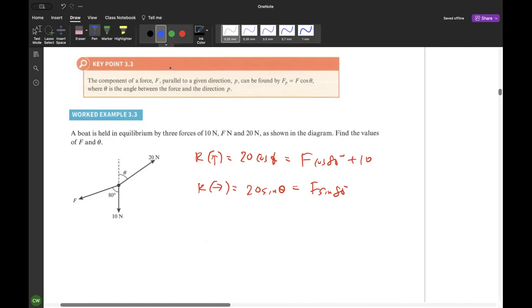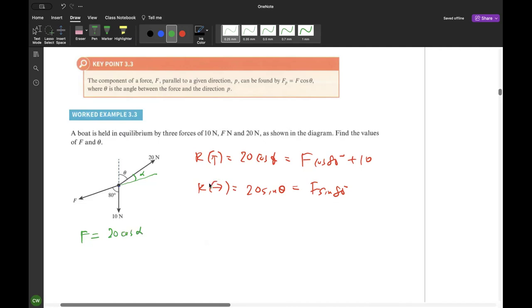Actually, it's better to do it another way. You can draw another line and put an alpha here. You have to extend this line like that. Then put alpha here. If you put it like that, then you don't have to consider so many things, because F will be straight away 20 cos alpha.